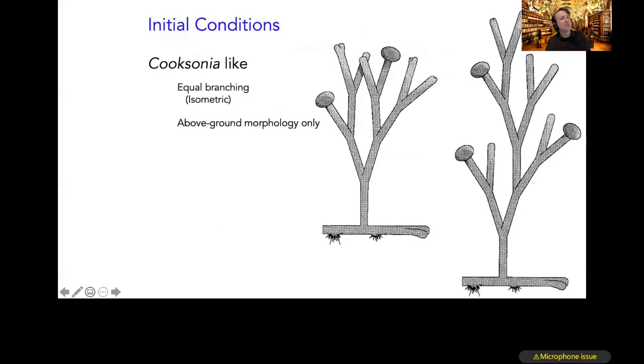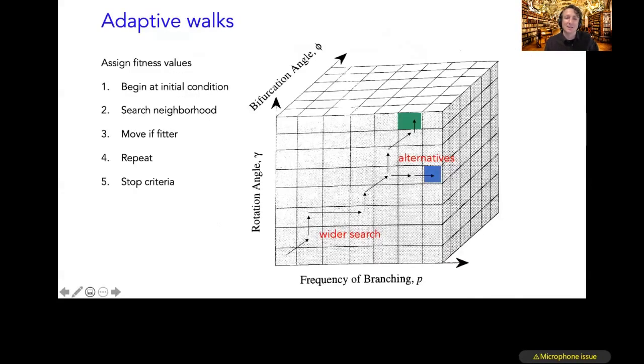We'll start with our initial conditions, our Cooksonia-like plant. This is the initial condition that we're going to seed the simulation of evolution with in Carl's early computers. And that's what he did: he used the computers in these different environments to search all these different phenotypic spaces.